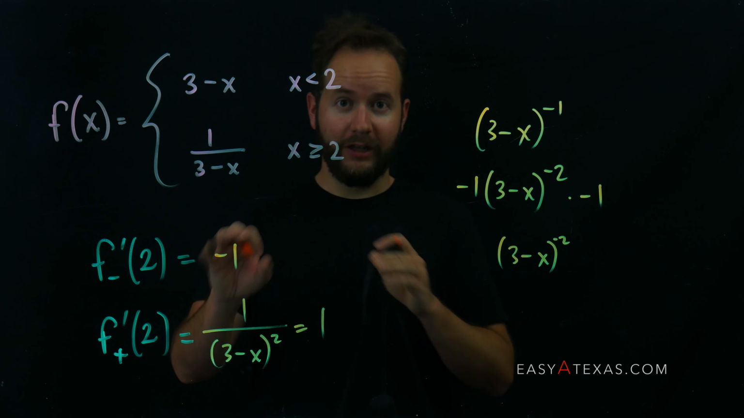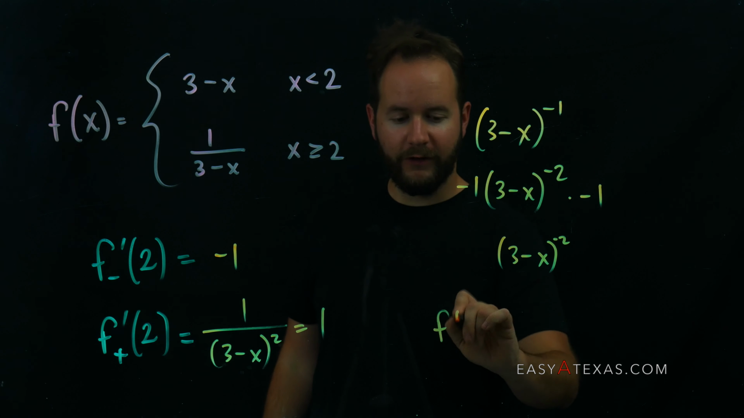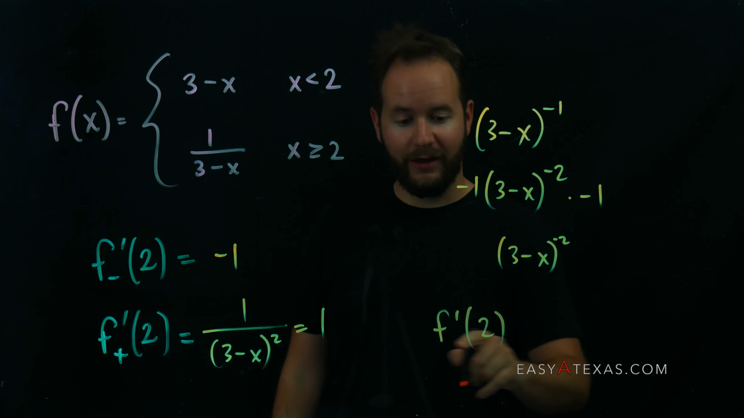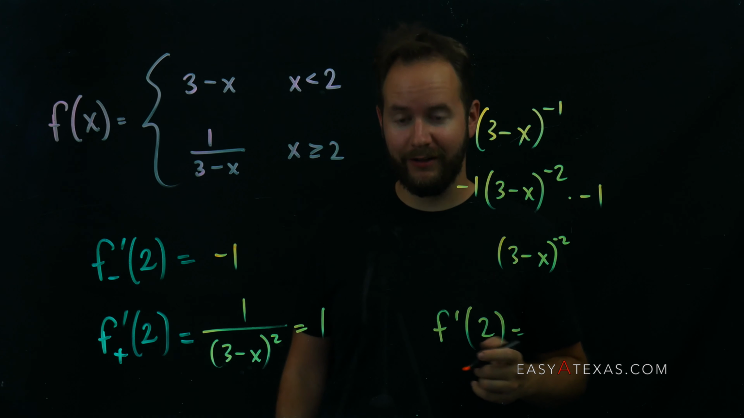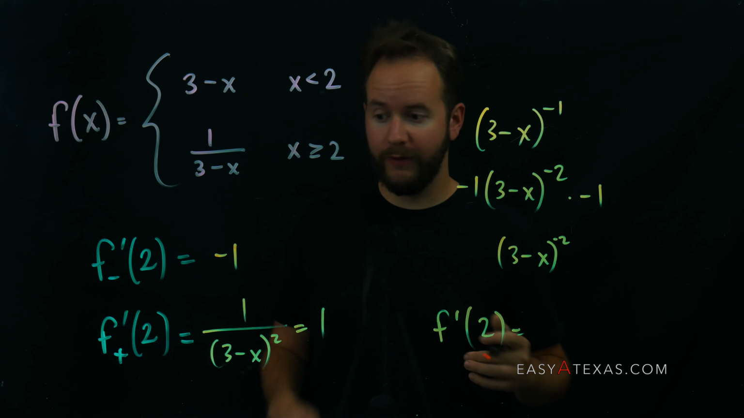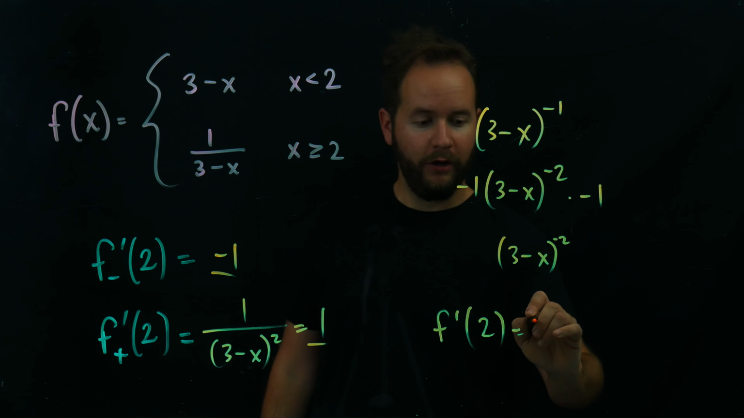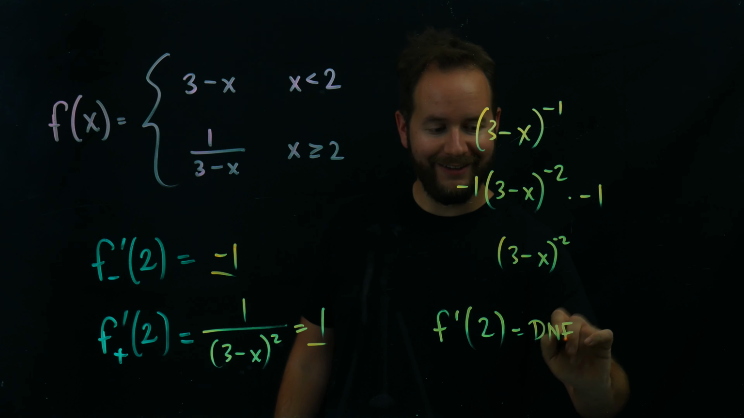Now, these are the left and right hand derivatives for this piecewise function. Is the function differentiable at x equals 2? That is to say, what is f prime of 2, or does it even exist? Well, kind of like limits need to exist from the left and the right, so too does a derivative. The left hand derivative is negative 1, but the right hand derivative is positive 1. So the derivative at x equals 2 does not exist.